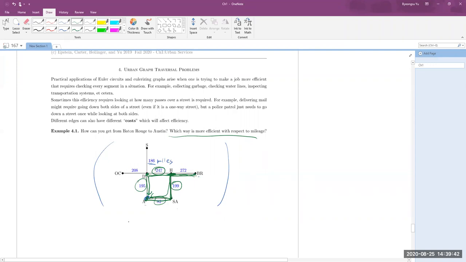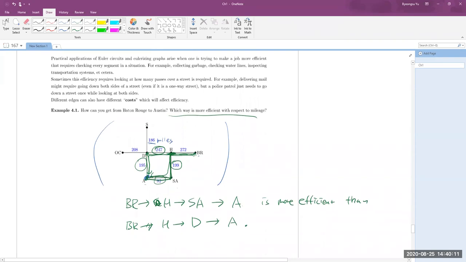So in this case, Baton Rouge to Houston, Houston to San Antonio, and San Antonio to Austin is more efficient than Baton Rouge to Houston, Houston to Dallas, and Dallas to Austin, right? And definitely we don't care about Baton Rouge to Houston, Houston to Dallas, Dallas to Oklahoma City, and go back to Dallas again. We don't care about such a stupid way of doing it, so we are finding an efficient way, right?